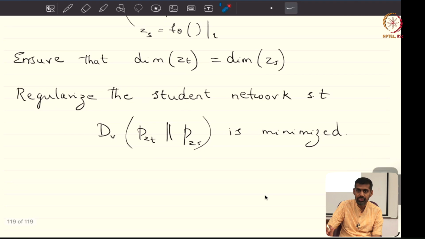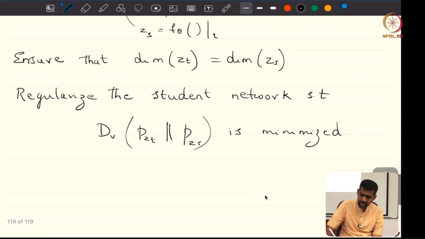How do we calculate this divergence metric between these two distributions? Again, using statistical methods, assuming some distributional form. If you assume both of them to be normally distributed, then the KL divergence between these two becomes the squared error. If you have two random variables that are normally distributed with zero mean and unit variance, then the KL divergence is simply a squared error loss. So, you just add this additional squared error loss while you are training the student network.